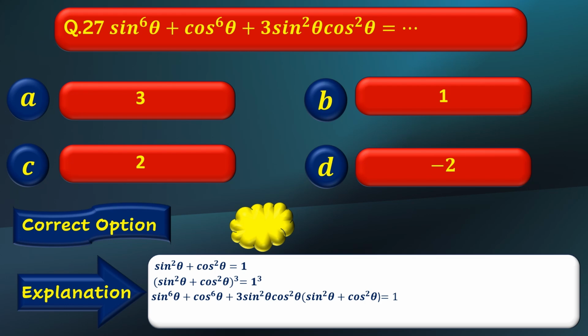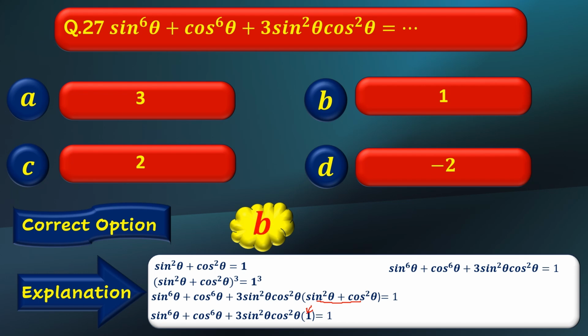As cos square theta plus sine square theta is equal to 1, therefore sine square theta plus cos square theta has been replaced by 1, and we are left with sine 6 theta plus cos 6 theta plus 3 sine square theta cos square theta is equal to 1. Therefore, correct option is option B.